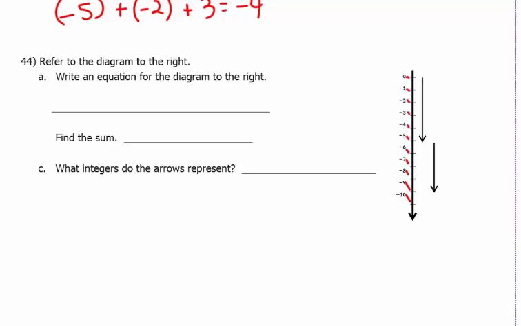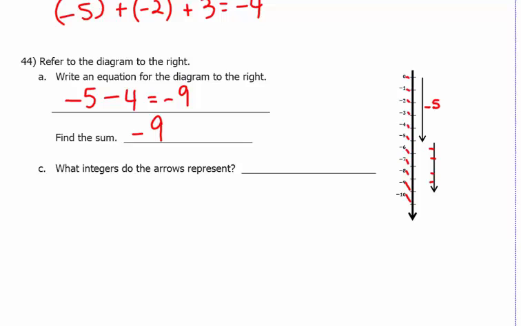So the first arrow is going down, that's negative. And it went from 0 to 5, so that's negative 5. That's the first arrow. And the next arrow goes down, so that's also a minus. And it's 1, 2, 3, 4 units. So negative 5 minus 4 is the expression. So negative 5 minus 4 equals negative 9. That's where it ended up. Find the sum. That's where we ended, negative 9.